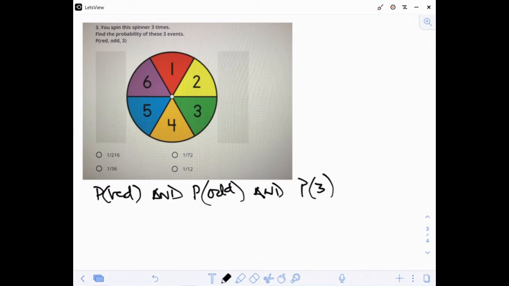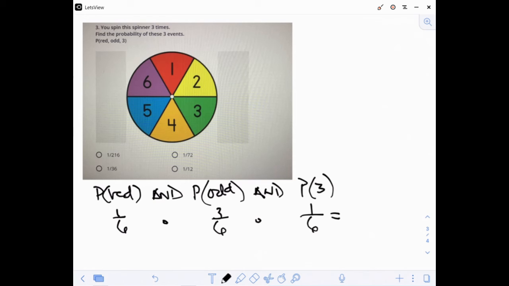Okay, the probability of getting red, there's 1 out of 6. The probability of getting odd, there are 1, 2, 3 possibilities out of 6. And the probability of getting a 3, there is 1 possibility out of 6. Okay. So because I've got the and here, calculating the probability of getting each of these 3 items in sequence, I'm going to multiply our individual probabilities together. 1/6 times 3/6 times 1/6.